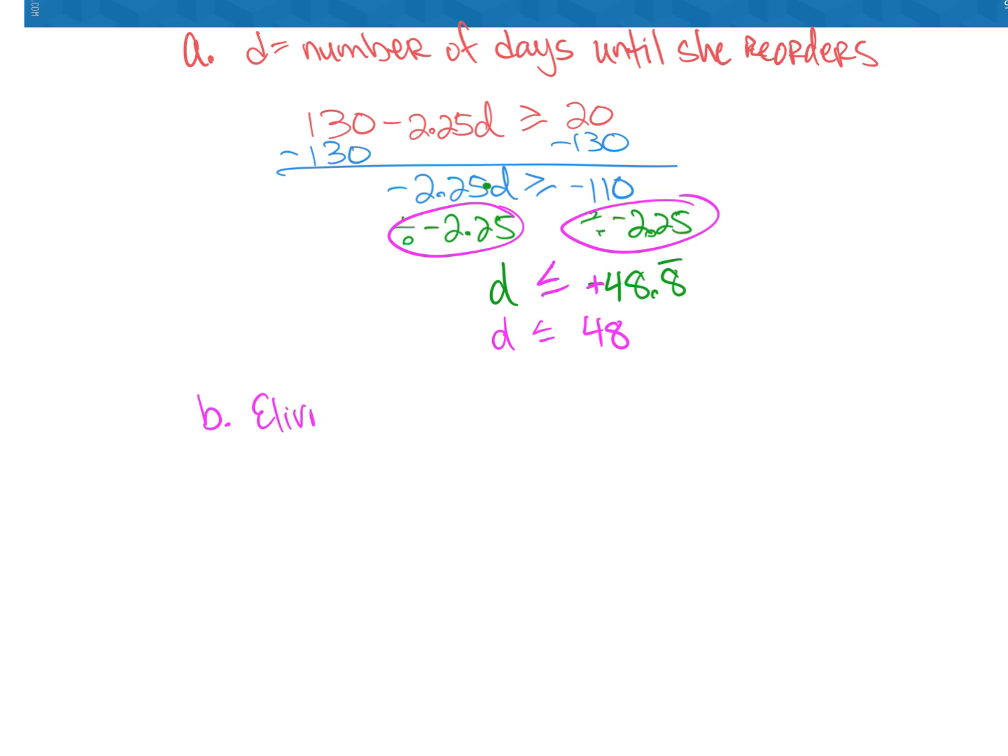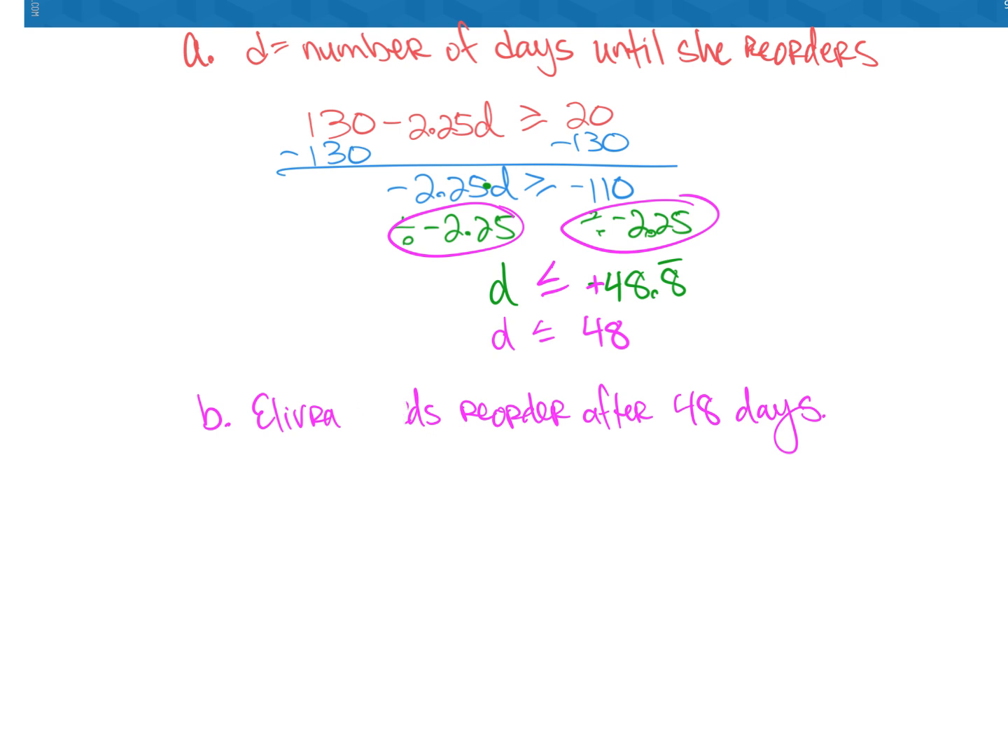Elvira needs to reorder after 48 days. So no matter what, at the 48 days, she can reorder, but she can actually order at any time. Pretty much, she can actually order from 0 to 48 days. Oh, let's put that in there.